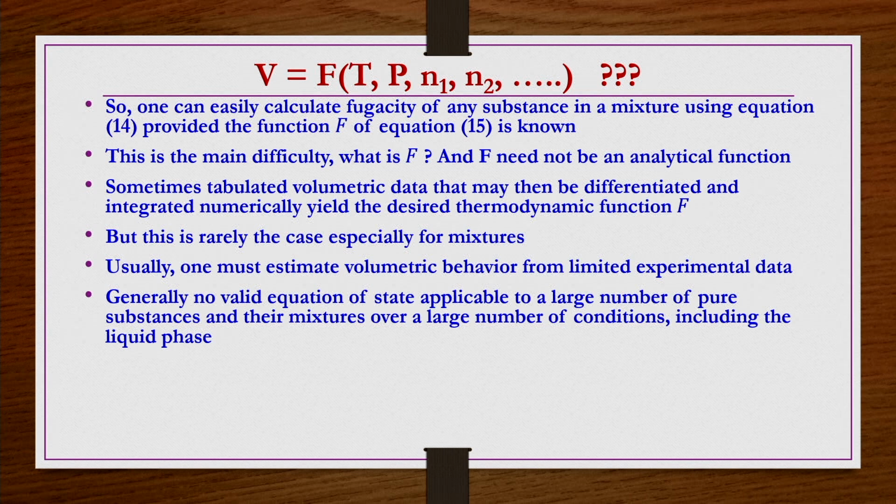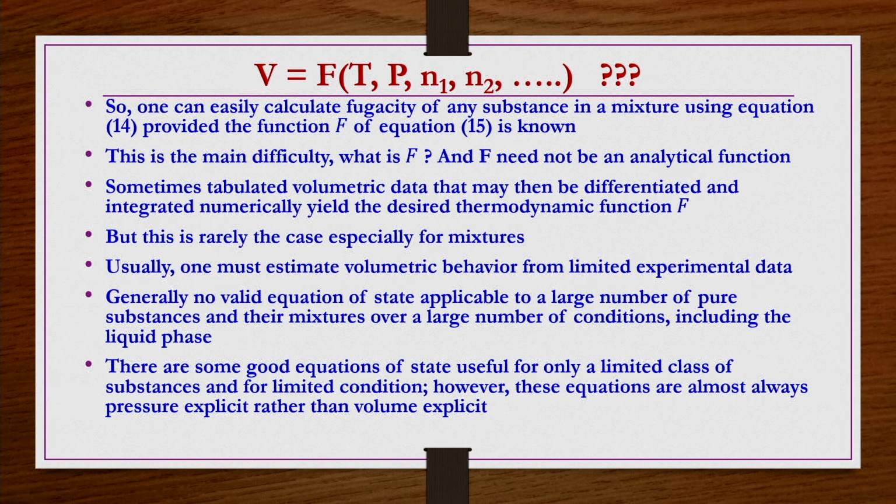But as the data is so vast and diversified, with so many variations, it is not possible to have one single model which is suitable for a large number of pure substances and their mixtures over a large number of conditions. That is not possible. There are some good equations of state useful for only a limited class of substances and for limited conditions. However, these equations are almost always in pressure explicit form rather than volume explicit form.